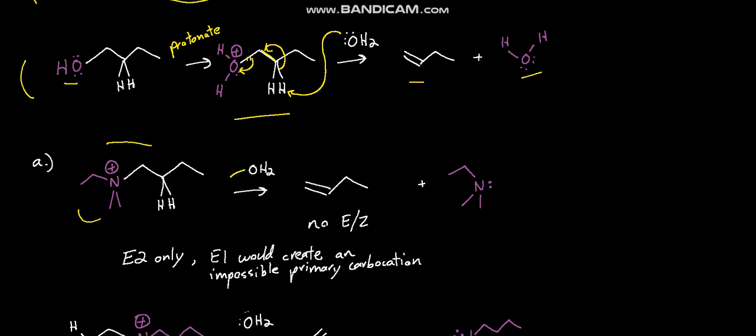Here's our water acting as base, pulling off one of these hydrogens, kicks these electrons over, kicks off the great leaving group, which ends up leaving as a neutral amine, and we get our double bond forming here, and so there it is. And this has no easy configuration, just like above, all the same ones above. Incidentally, this can only go via E2 because you cannot have this leaving group just leaving initially to create a positive charge there. That's a primary carbocation, which is impossible to form, basically.